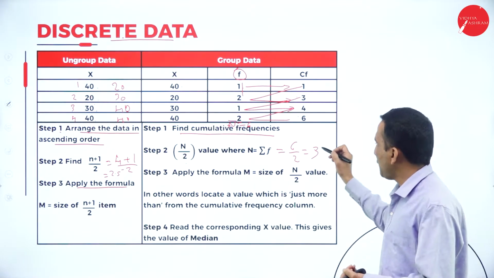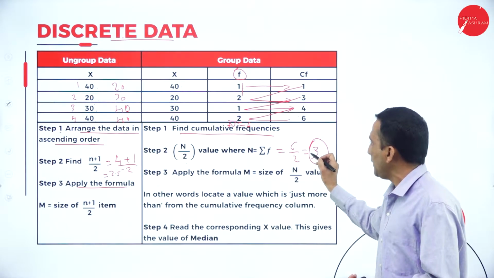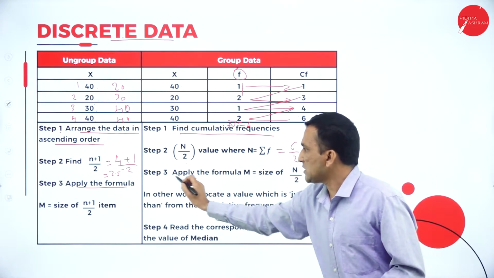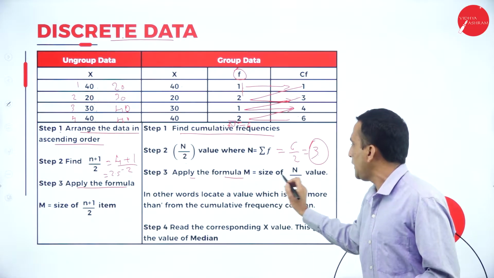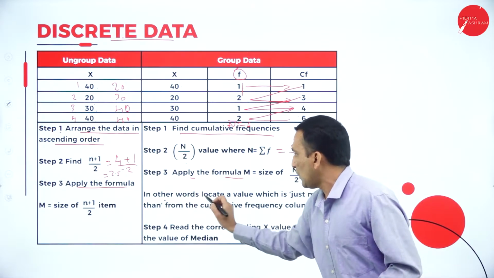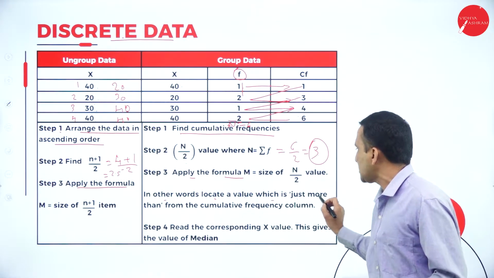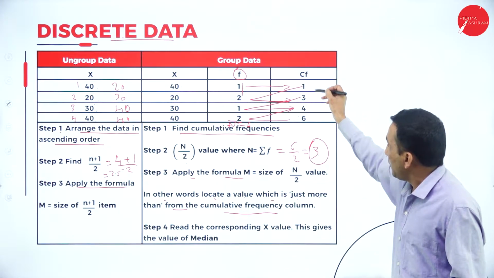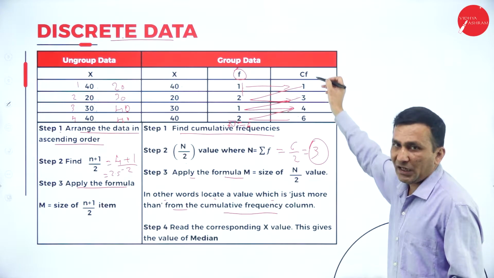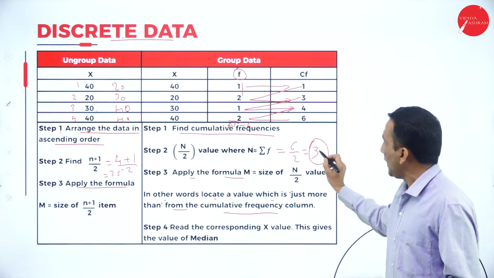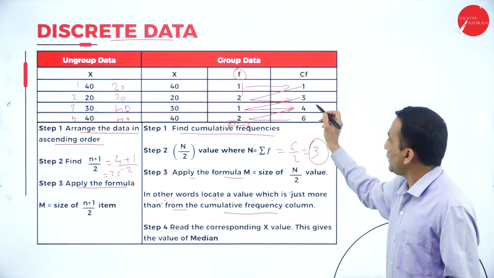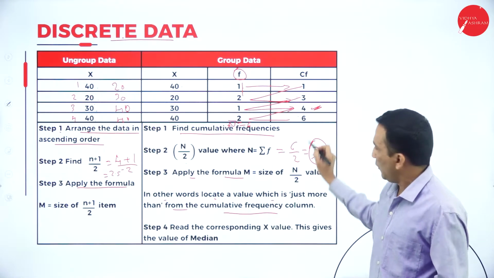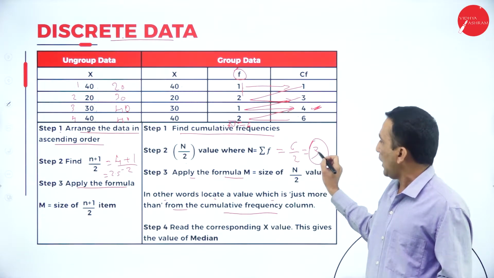Okay, so once I calculated the value, simplified N by 2 and got 3, now the third step: apply the formula N by 2, in other words, locate the value which is just more than N by 2 from the cumulative frequency. In this cumulative frequency, you need to observe very carefully. Now we are getting 3. More than in the cumulative frequency means which is located here. After calculating N by 2, I am getting 3.